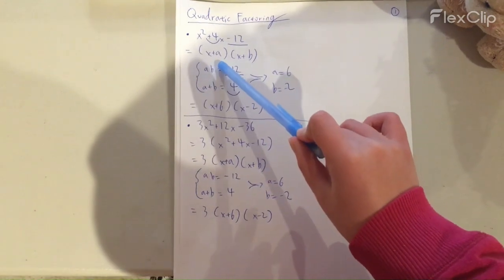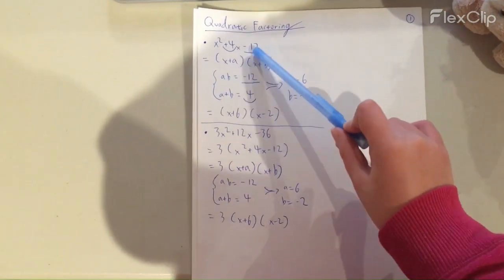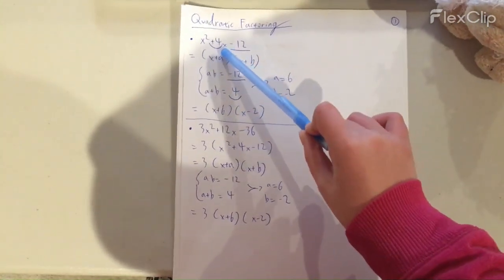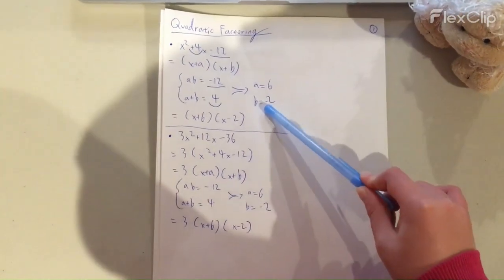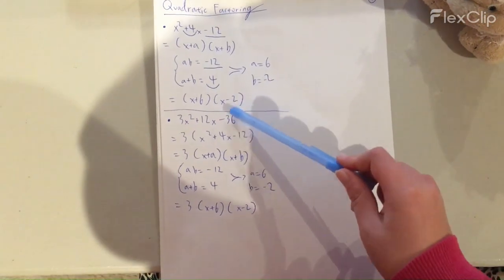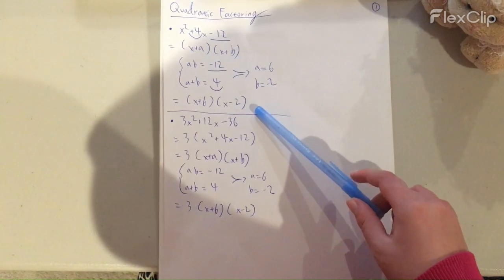Now you convert it to this form, x plus a times x minus b. Now a times b equals negative 12, or this number, and a plus b equals 4, or the coefficient of x. Now a equals 6 and b equals negative 2, since 6 times negative 2 is negative 12 and 6 minus 2 is 4. So the resulting form is x plus 6 times x minus 2.